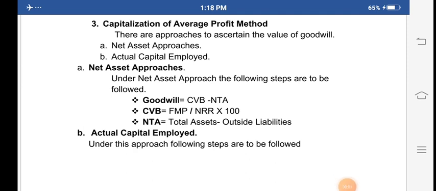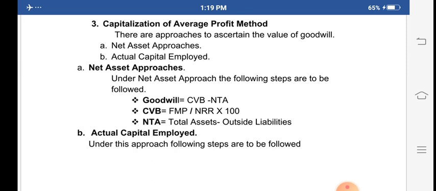Hi students. This lecture for BBA second sem on corporate accounting. We are discussing the valuation of goodwill, and in the last class we discussed the problem on the simple average method, how to calculate the value of goodwill with the adjustments. Now in this class we will see the capitalization of average profit method.